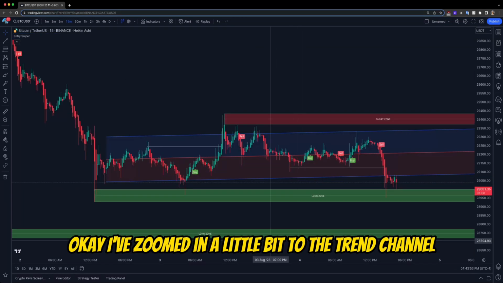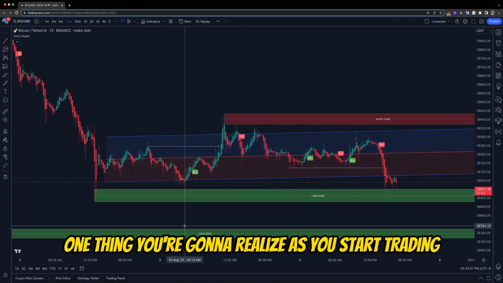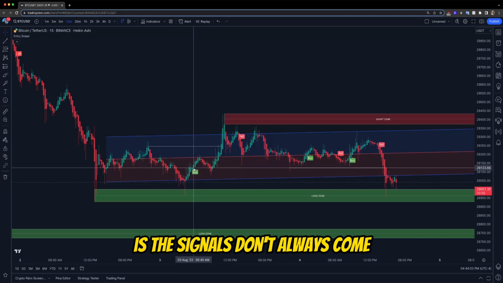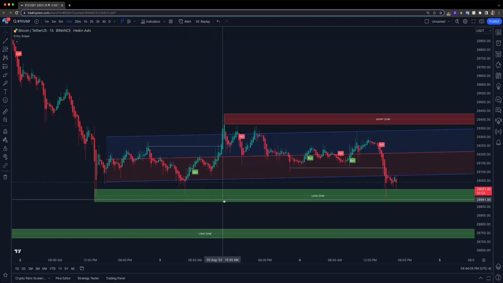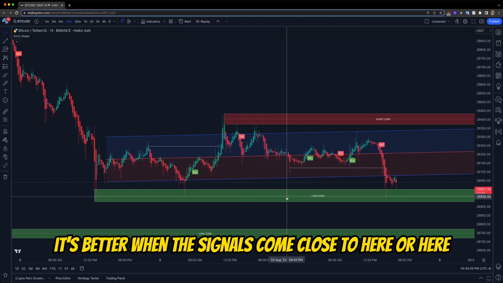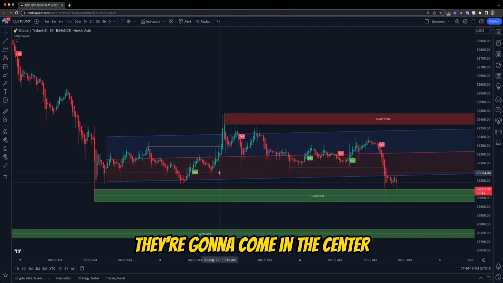Okay, I've zoomed in a little bit to the trend channel so we can learn how to trade within this range. One thing you're going to realize as you start trading, and especially if you use the buy and the sell signals, is the signals don't always come when you're at or close to either one of the zones. Obviously, it's better when the signals come close to here or here, but you'll also find that sometimes they're going to come in the center.